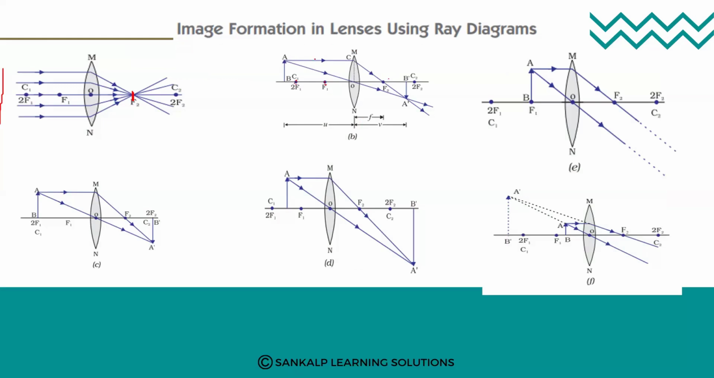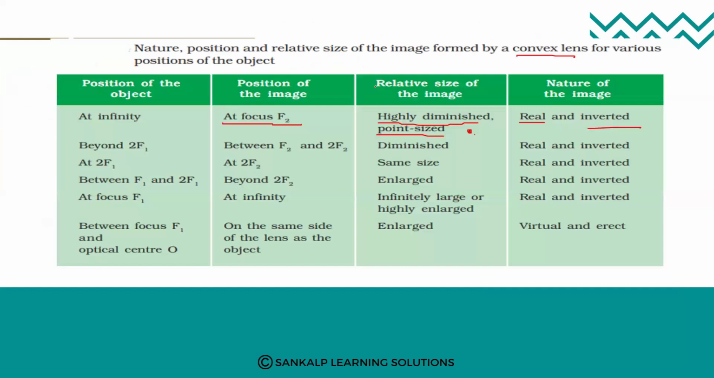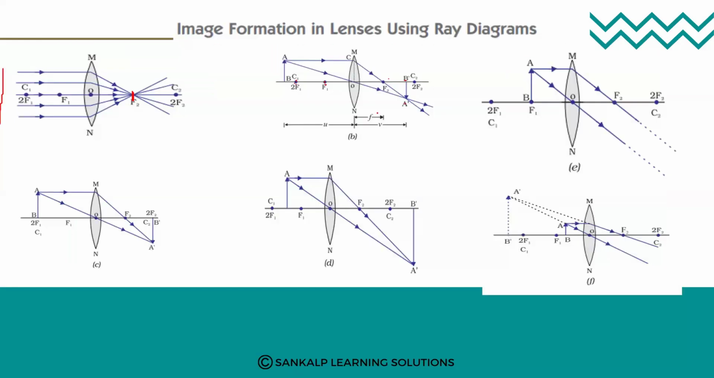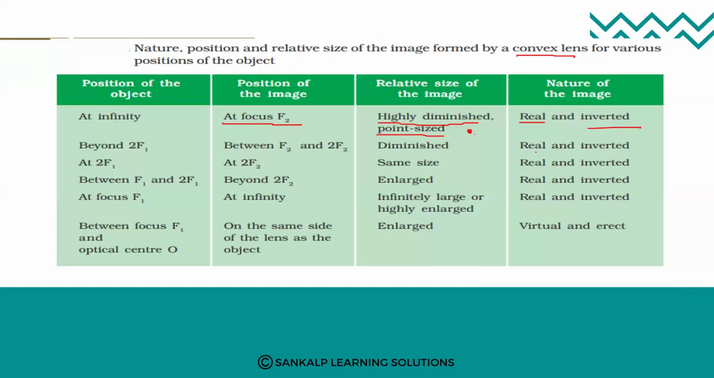So see here, when the ray is coming like this, after passing through the optic center, the ray will go like this. One ray going through the optic center goes like this. These two rays will meet at this point, right? That means A dash B dash is our image. This will form between f2 and 2f2, and it is diminished, real and inverted. So we get an inverted image.